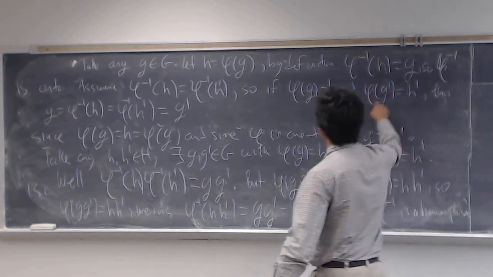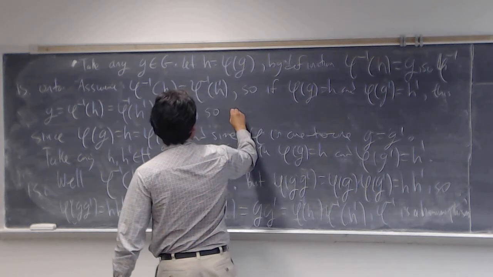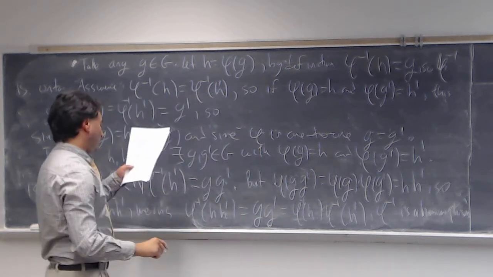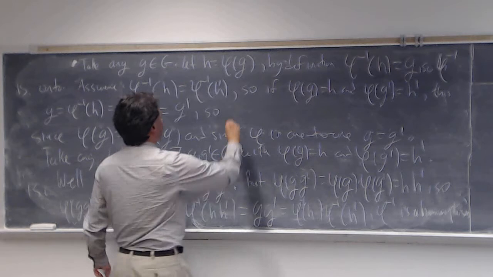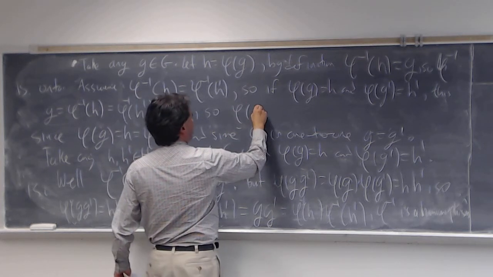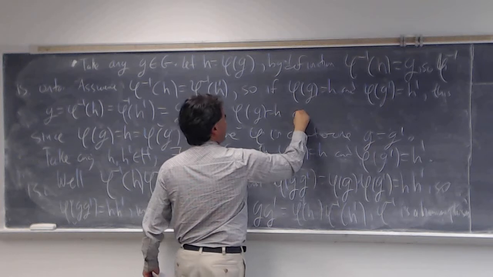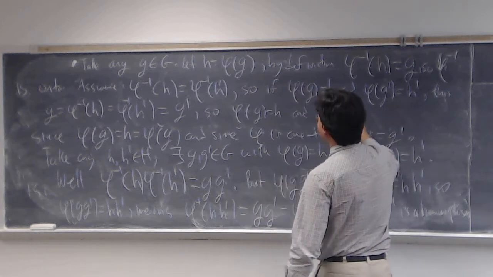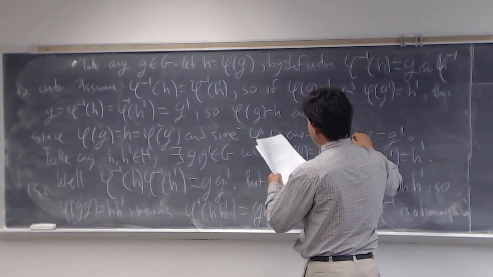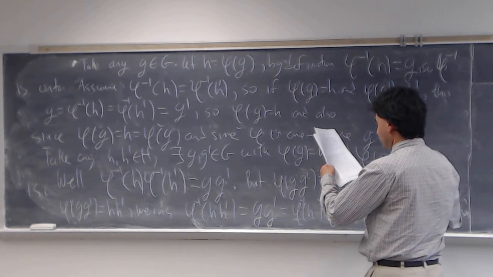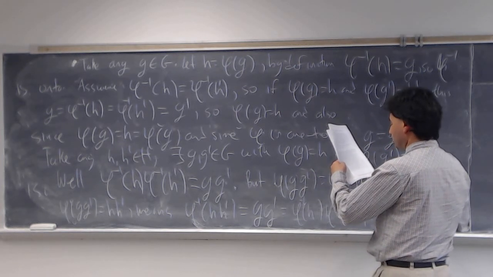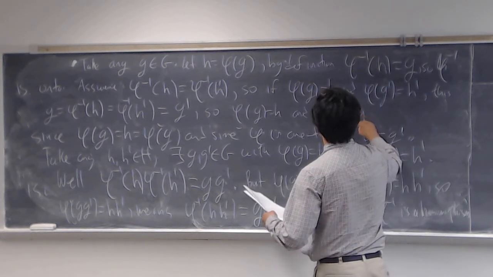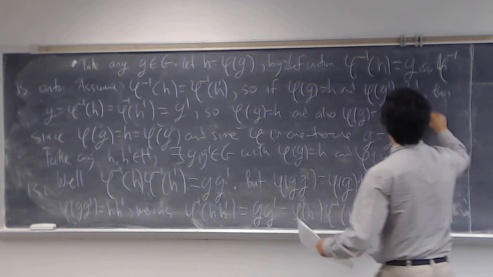So what does that mean? Then if we take this, we would have phi of G equals H, and also phi of G is equal to phi of G prime, which is H prime.